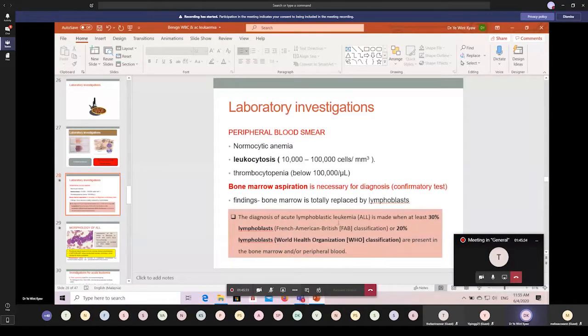So what you see in the laboratory: leukocytosis, thrombocytopenia. Aspiration is necessary for confirmation. Finally, lymphoblasts, how many percent? WHO 20%, FAB 30%. Nowadays we use 20% for the WHO classification. If you see more than 25%, this is called ALL. You can confirm this is ALL.